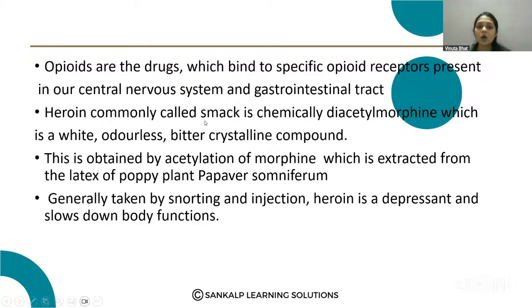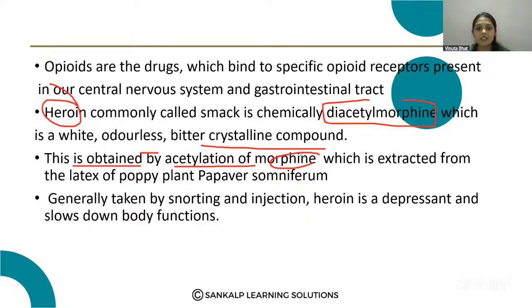Heroin, commonly called smack, is chemically diacetyl morphine. Very important: diacetyl morphine is a white, odorless and bitter crystalline compound. It is obtained by acetylation of morphine, that is, diacetylation of morphine, which is extracted from the latex of the poppy plant. The scientific name of the poppy plant is Papaver somniferum.